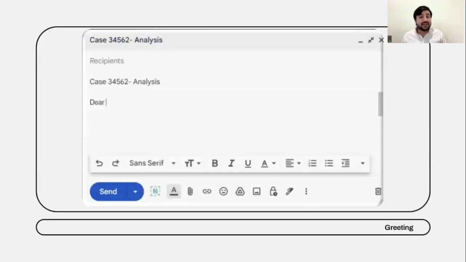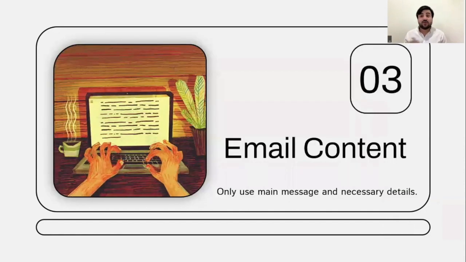Let's take a look at the example that follows. Again, the subject line is clear. And in this greeting, I don't know the person's gender, but I know their position. That's why I use Dear Professor Umbridge. This leads to the third and the most important part of my email, the content.